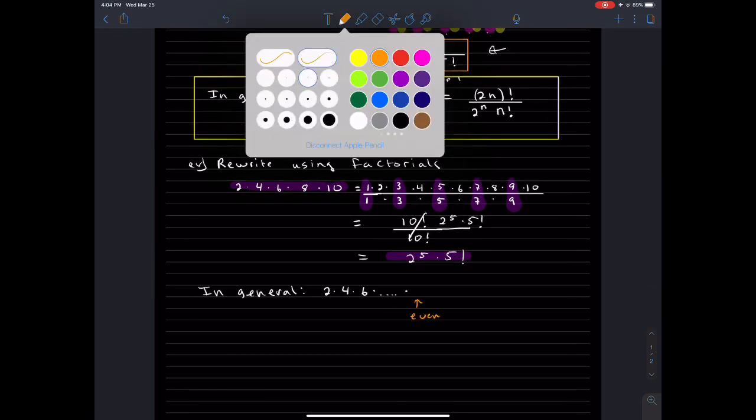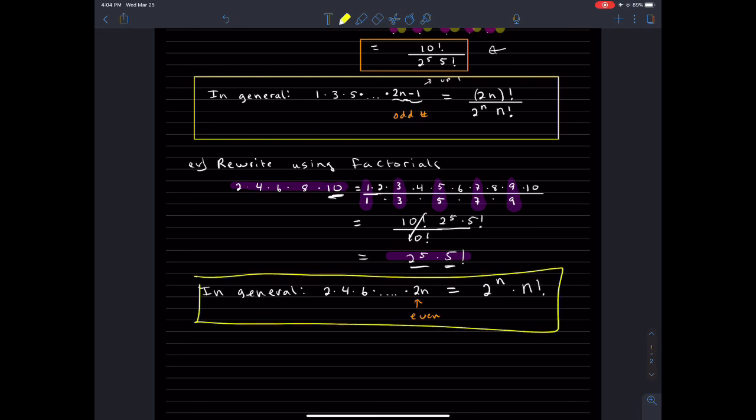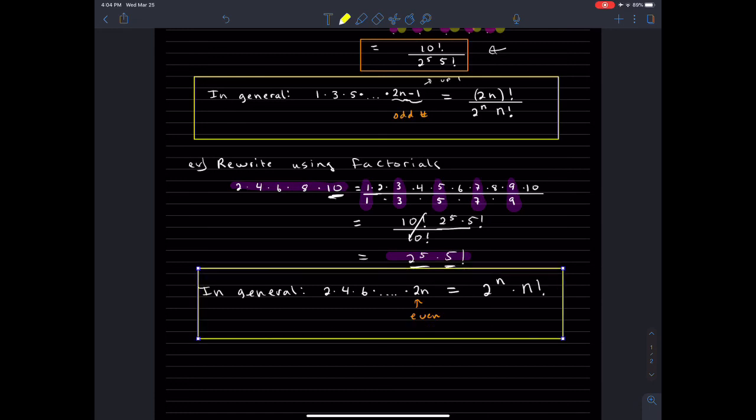So in general, we can represent an even number just by 2n. Simple as that. And what is that equal to? Again, up here, we had 10, and these were basically 2 to half of that n. So half of that 2n is n. And then 5 factorial is half of that even number there, times n factorial. So there's formulas for both even and odd.